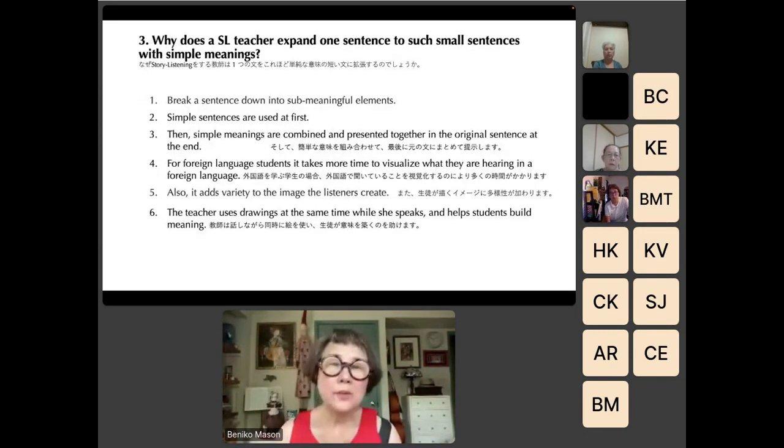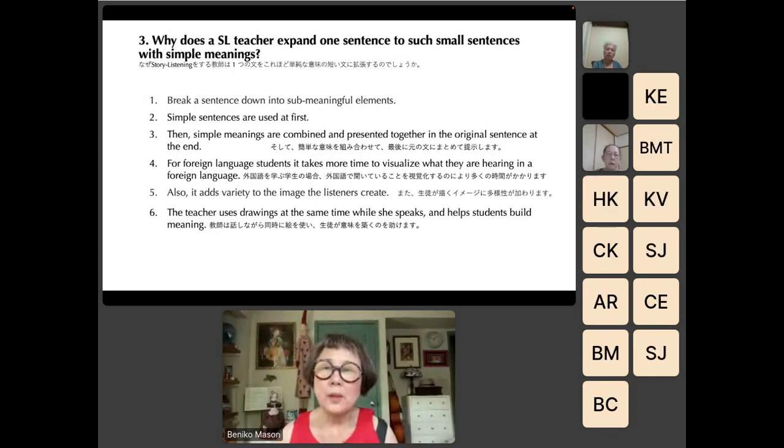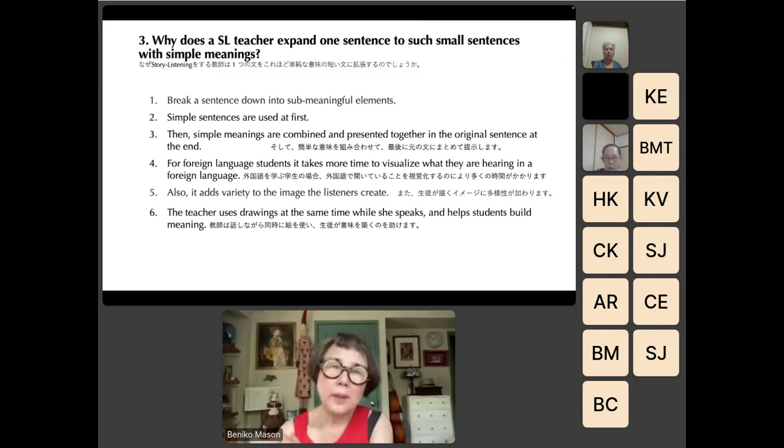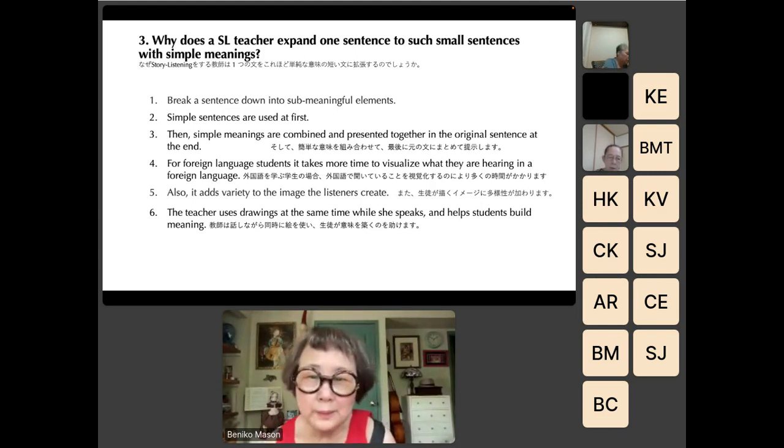So number 3, why does the story listening teacher expand one sentence into such small sentences with simple meanings? Okay, so I just said I do not start with once upon a time there were three little pigs. I start with a very small sentence like once upon a time there was a pig. So break a sentence down into meaningful elements. Simple sentences are used at first. Then simple meanings are combined and presented together in the original sentence at the end.